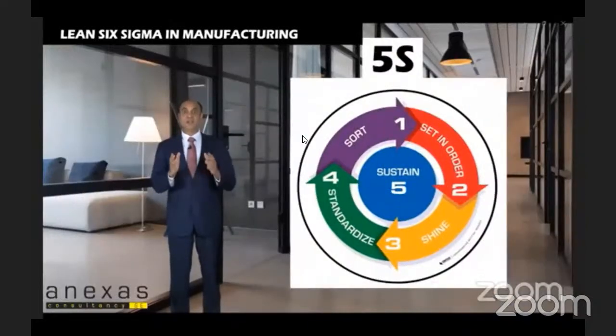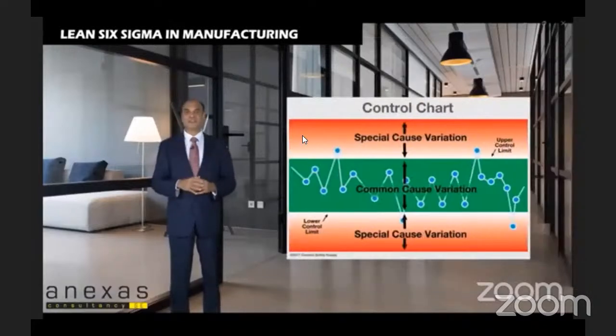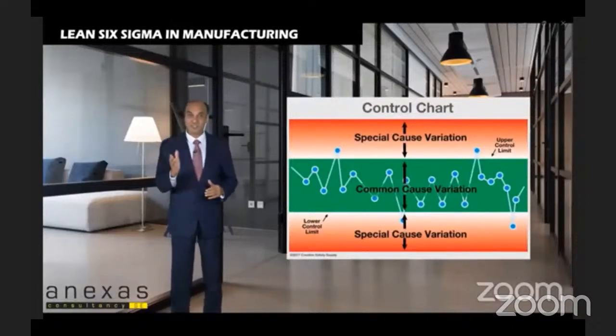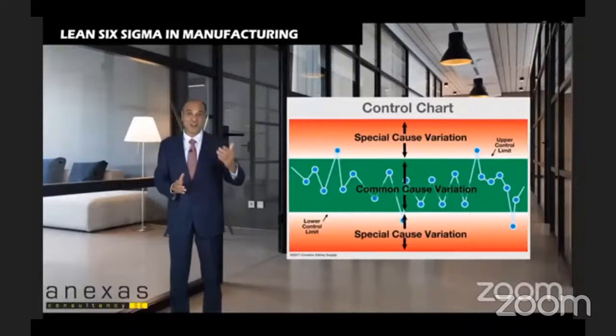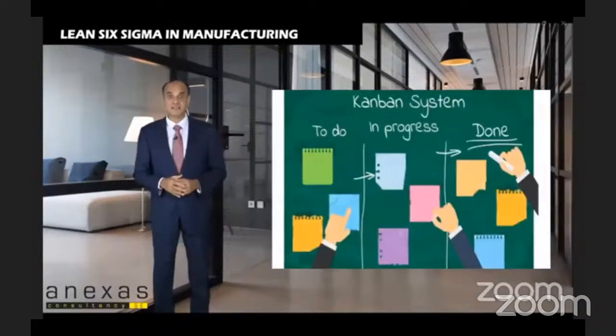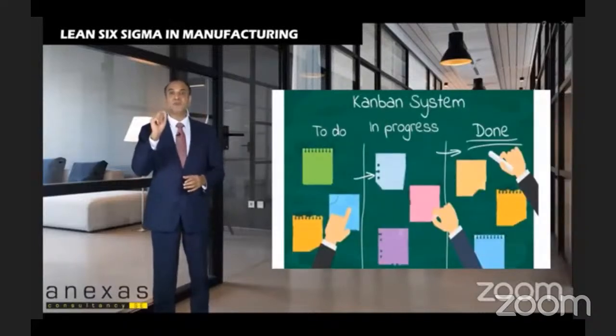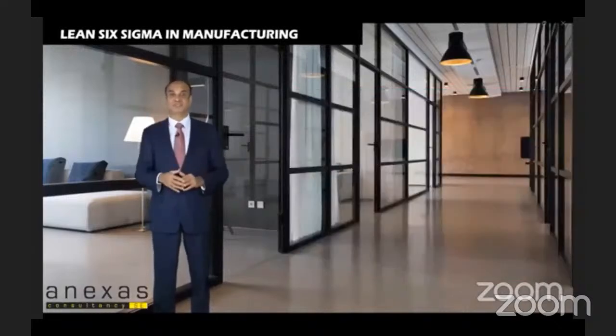5S. A well-organized workplace becomes important if you want to eliminate waste and reduce the errors. 5S is the way to do that. Control charts. By understanding the control charts, you can understand the difference between the common causes and special causes. For special causes, you take immediate action, and for common causes, you take long-term actions. Kanban. It is a visualizing tool for maximizing the flow of goods and work without unnecessary inventory or transportation.